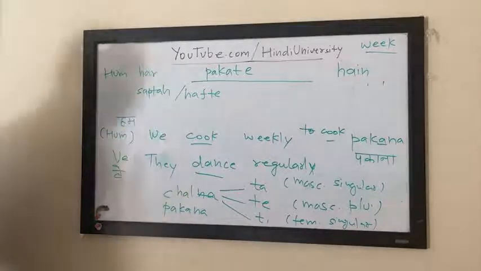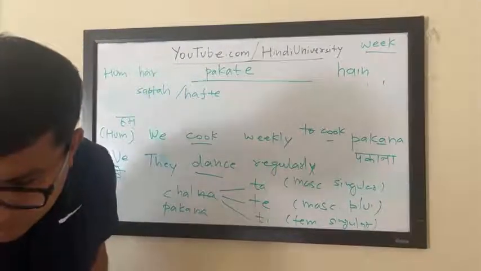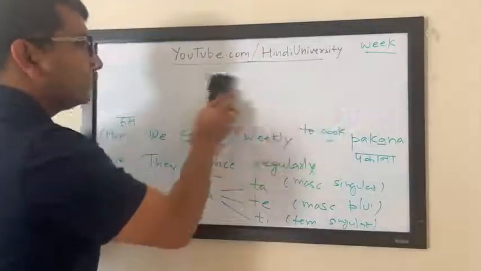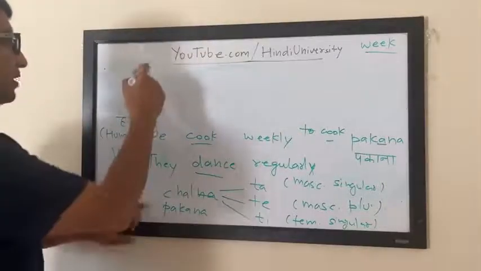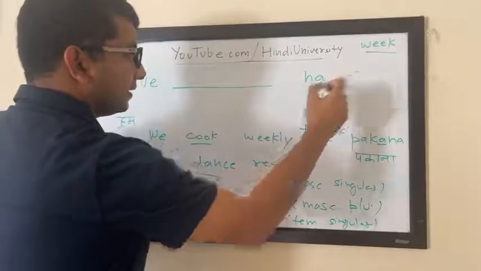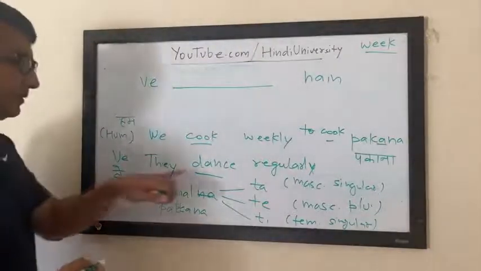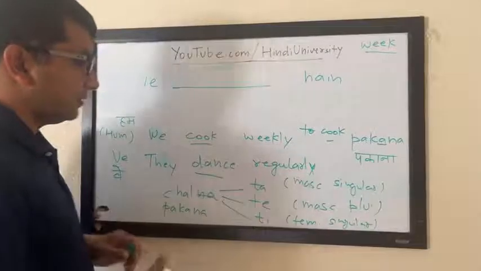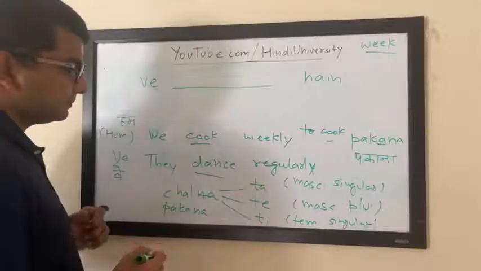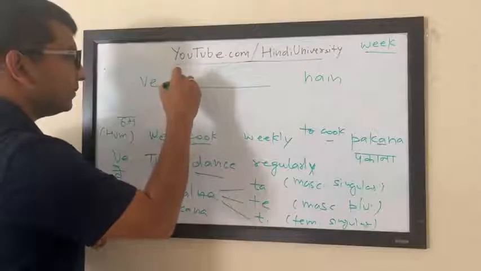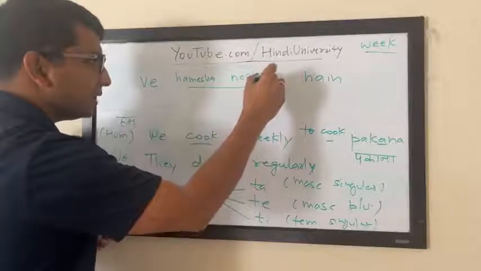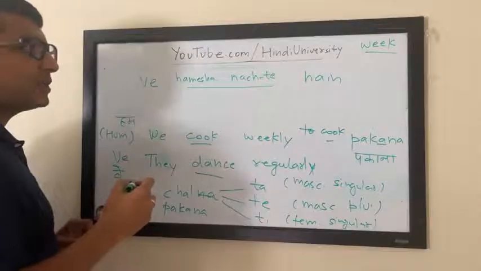Next one is they dance regularly. Okay. Let's see. Susan ji, you want to take this one? They dance regularly. So you start with ve and end with hain. And regularly, would that be like always? That's right. Okay. Ve hamesha nachte hain. Ve hamesha. And then the verb is nachna, so you take the nach and then you add te. Ve hamesha nachte hain, they always dance.